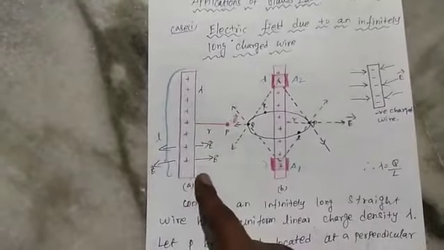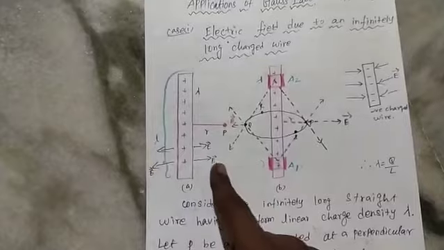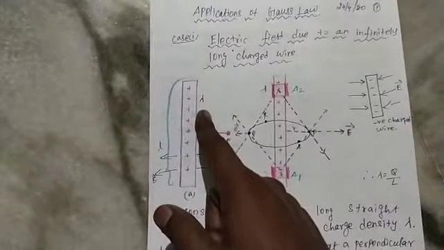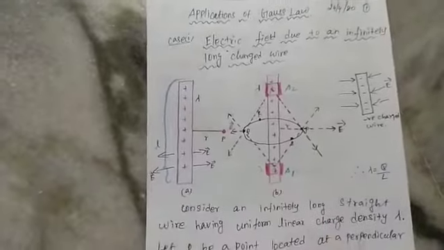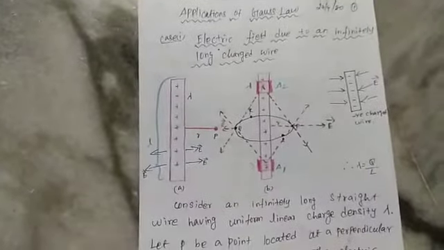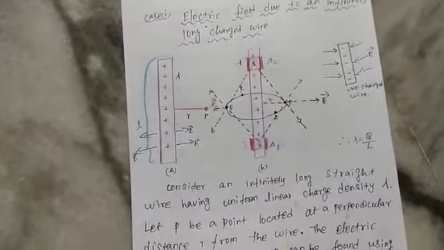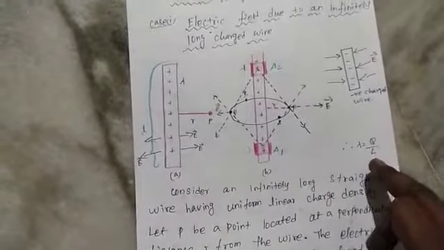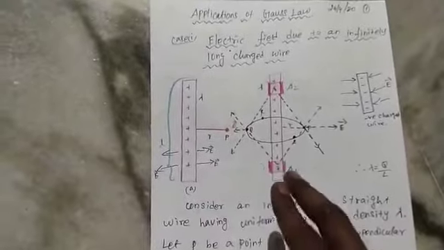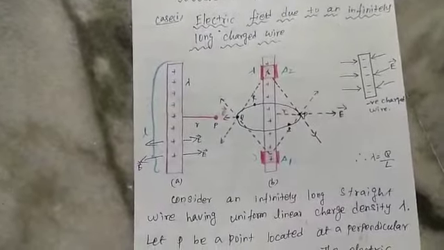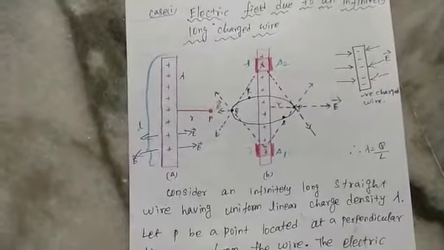The point experiences an electric field E vector. The linear charge density of the wire is lambda. Lambda is equal to charge per unit length, that is, lambda is equal to Q by L. Very important 5-mark question: electric field due to an infinitely long charged wire.